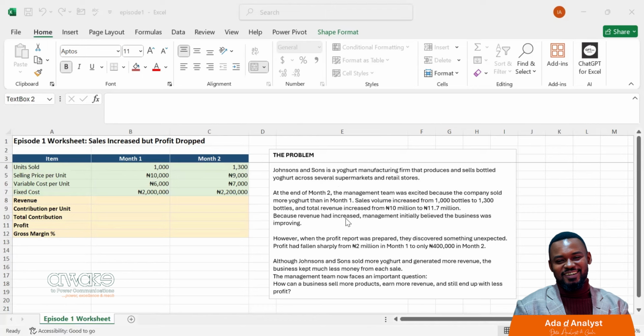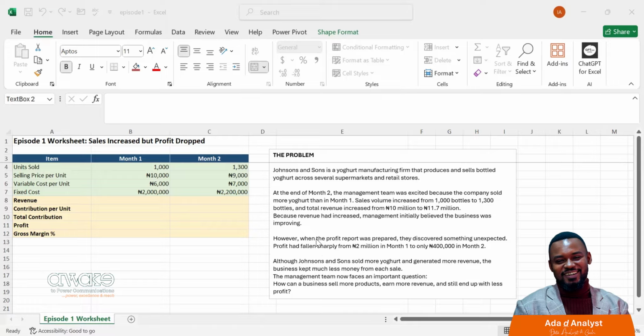Because revenue had increased, management initially believed the business was improving. However, when the profit report was prepared, they discovered something unexpected. Profit had fallen sharply from 2 million in month 1 to 400,000 in month 2. Although Johnson's and Sons sold more yogurt and generated more revenue, the business kept much less money from each sale.